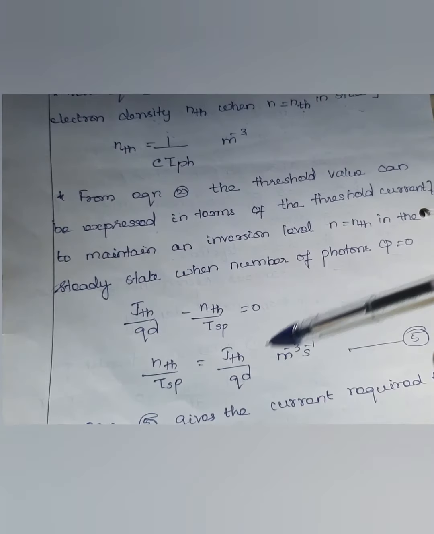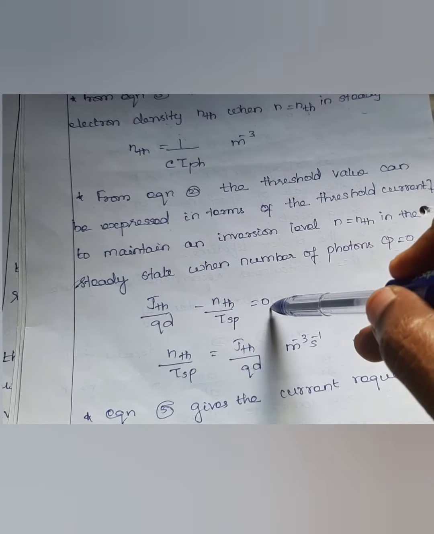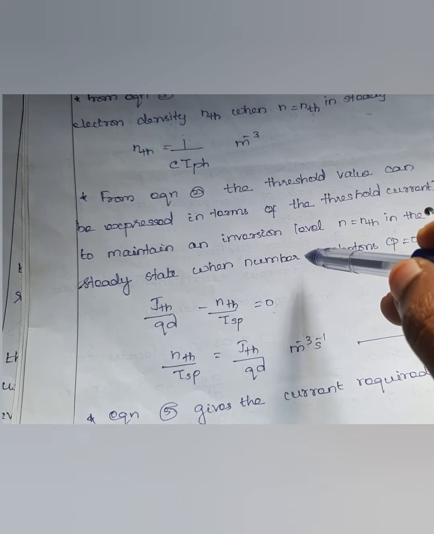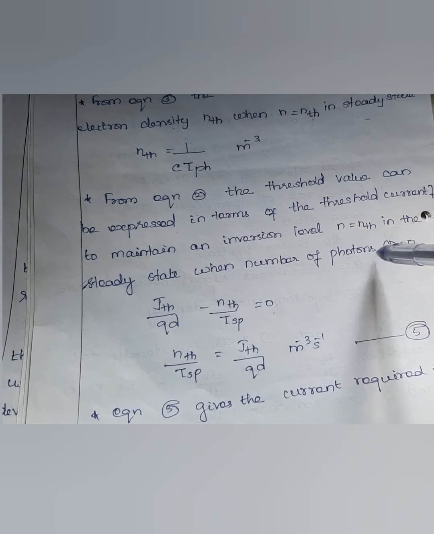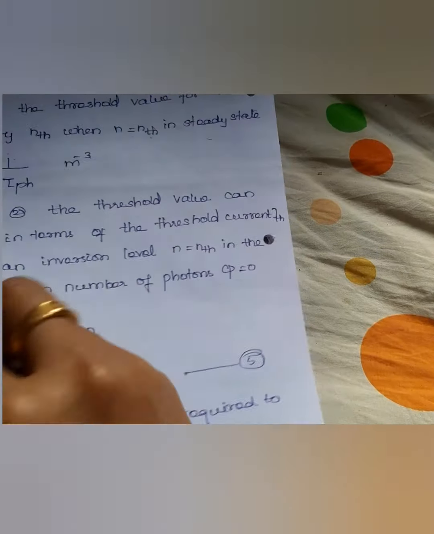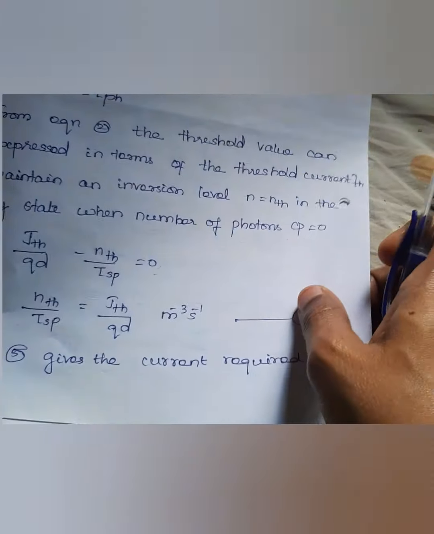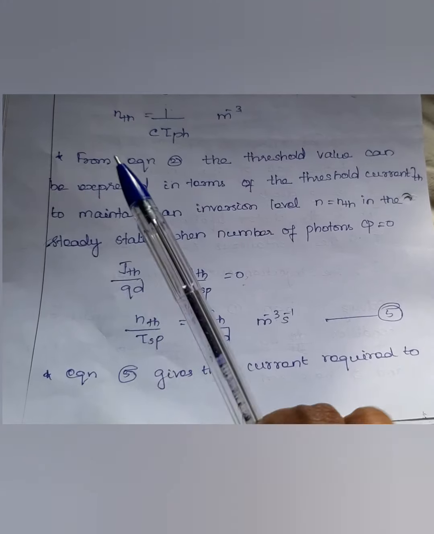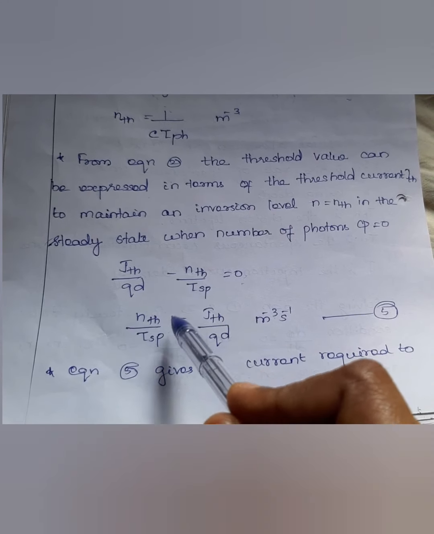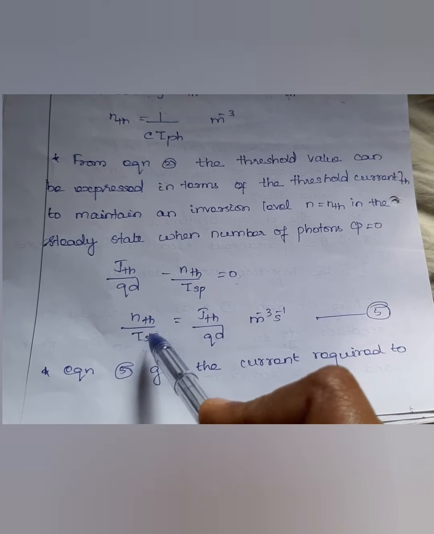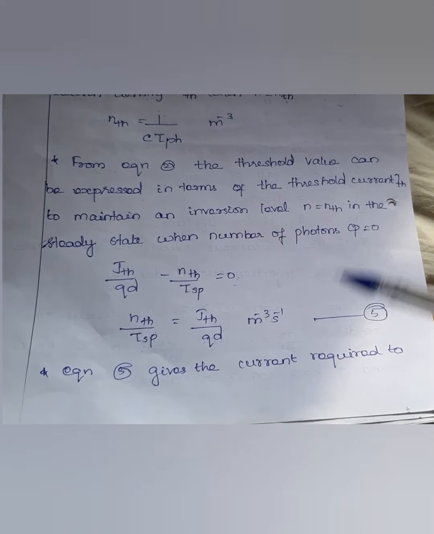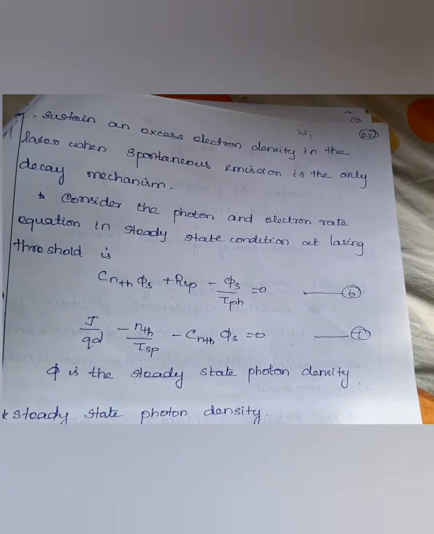Similarly in the second equation, substitute dN by dt is equal to 0, and the number of photons at steady state phi is equal to 0. So in this equation the term Cn phi is equal to 0, and only J remains. At steady state, the J value is equal to JTH and the N value is equal to NTH. So from this, NTH by tau sp is equal to JTH by QD.